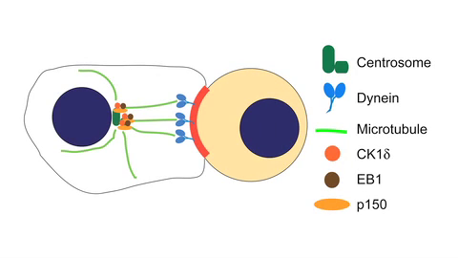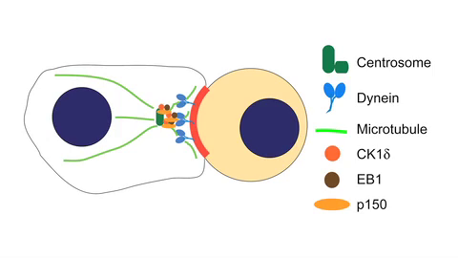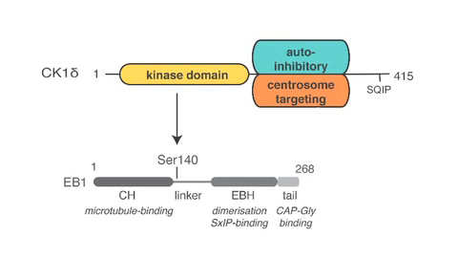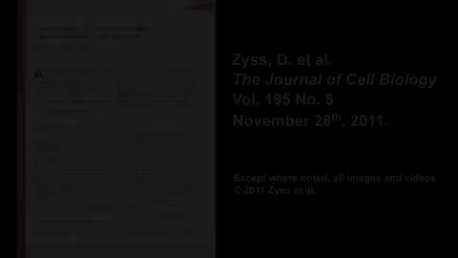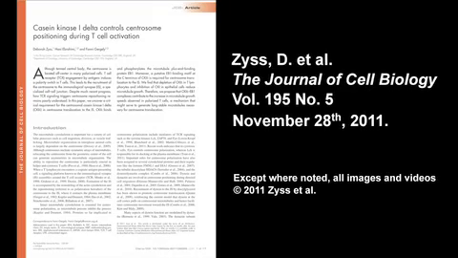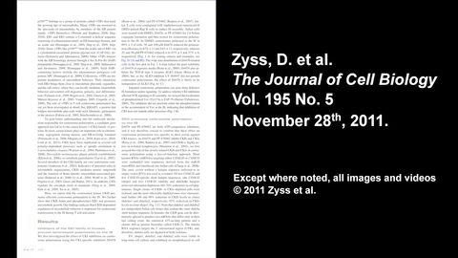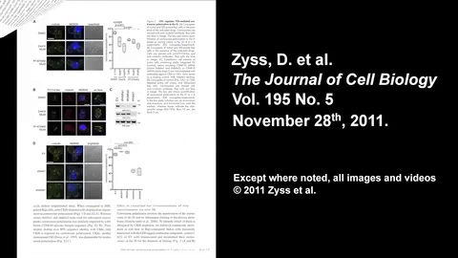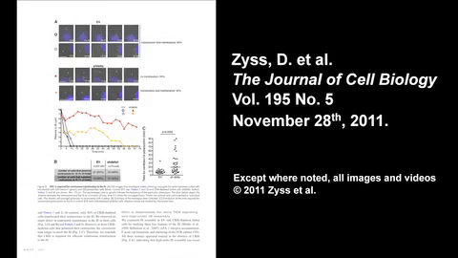Alternatively, Gergely says, CK1 delta may help EB1 and P150 glued to anchor microtubules to the centrosome, allowing dynein and dynactin to haul the centrosome toward the immunological synapse. And I think the other really interesting question is what exactly phosphorylation of EB1 by CK1 delta achieves. Because this phosphorylation maps to a linker region within EB1, and we don't really know the function of that particular region. In the meantime, you can read more about how casein kinase 1 delta promotes the translocation of a T cell's centrosome to the immunological synapse in the paper by Zyss et al., published in the November 28, 2011 issue of the Journal of Cell Biology.